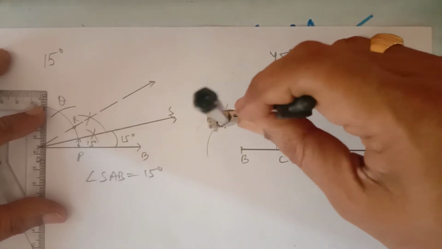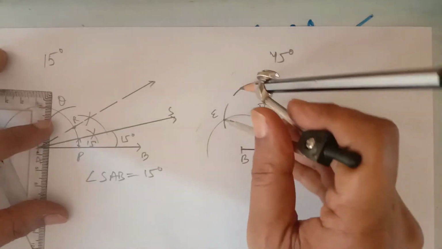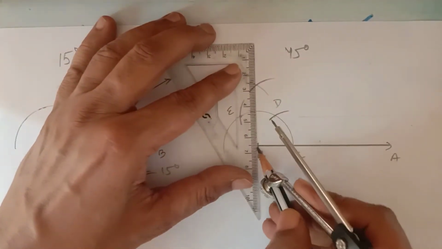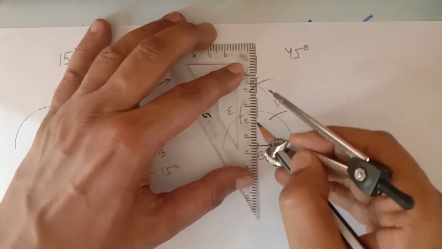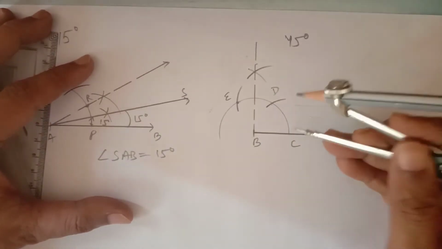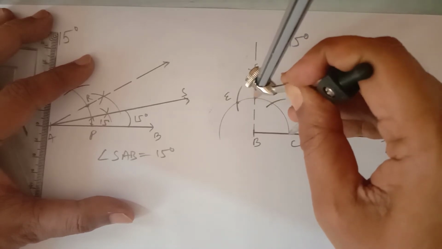With E and D as centers and the same radius, you bisect this. This is the 90 degree angle. You know how to draw the 90 degree angle. You draw this 90 degree angle with a dotted line, because we don't need the 90 degree angle. We need 45, and 45 is half of 90. So this is the 90 degree angle.